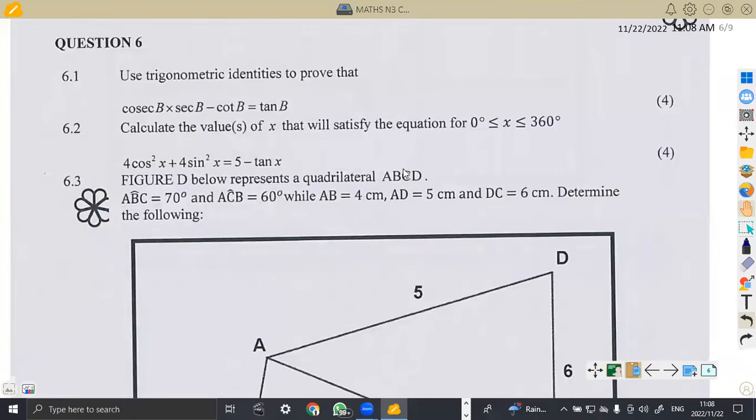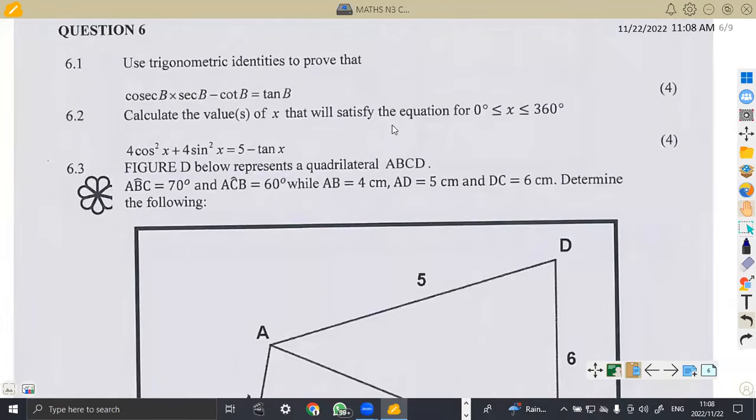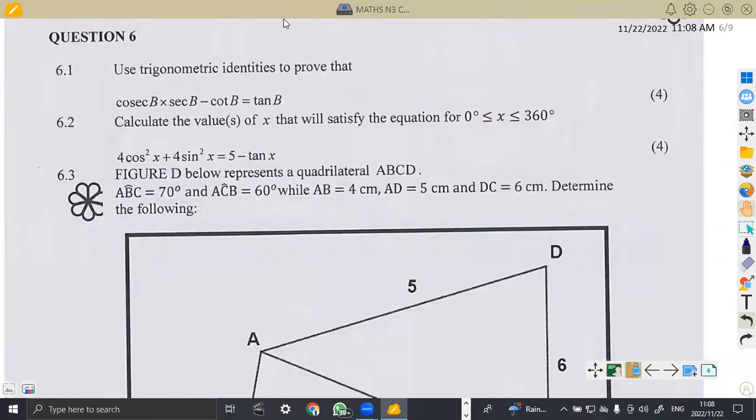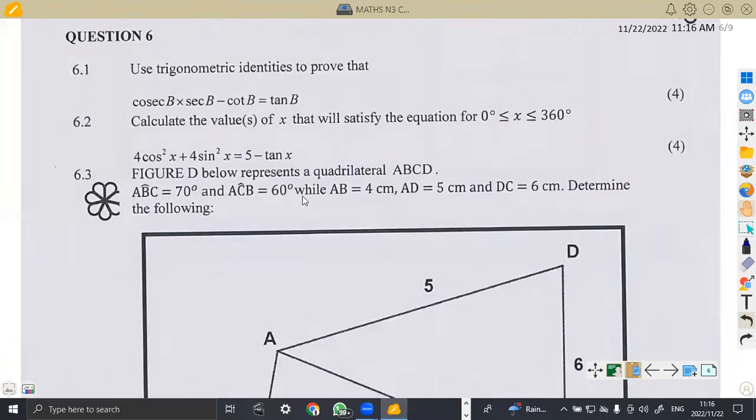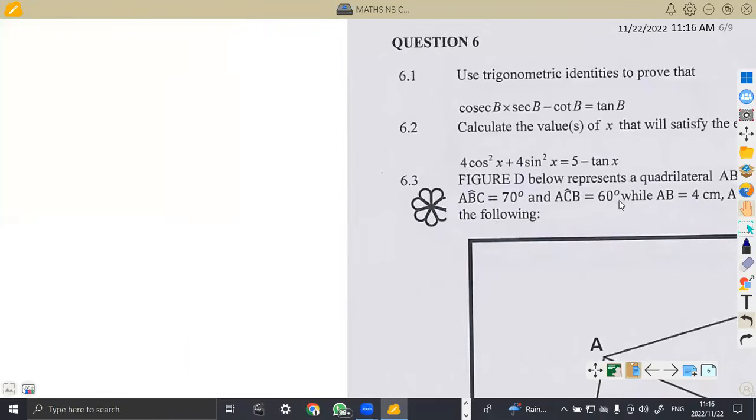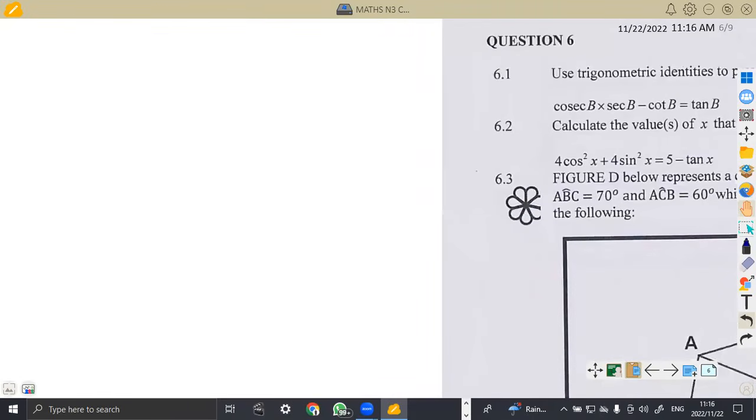So not wasting much time, we've got question 6, where we are supposed to apply the trig identities to prove the trig identities on question 6 point. So use trigonometric identities to prove that. We are told that we are supposed to use identities to prove. All right, so that was the question. We're just going to even write it aside here, I think it's going to be fine.